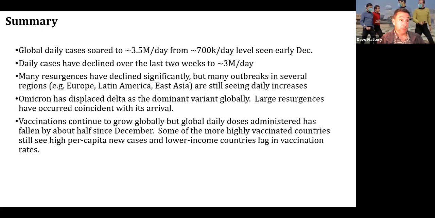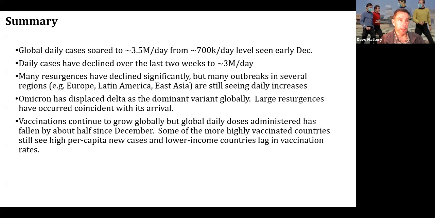So in summary, as I assume is widely known, global daily cases really soared between the last time I did one of these and this time. They got up to about 3.5 million cases a day. In early December, there were about 700,000 cases a day, which was already approaching a new record. So 3.5 million cases a day is almost triple what they've been before. You'll see it in the graphs. And they've been declining over the last 2 weeks, and they're down to about 3 million cases a day. So still very elevated. As we break it down by countries, you'll see there are plenty of examples of countries that aren't declining, but there are a lot that are.